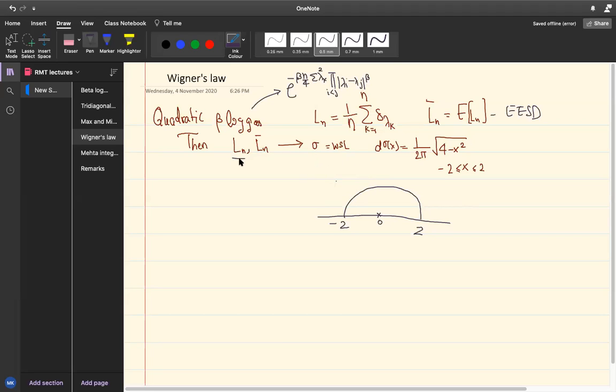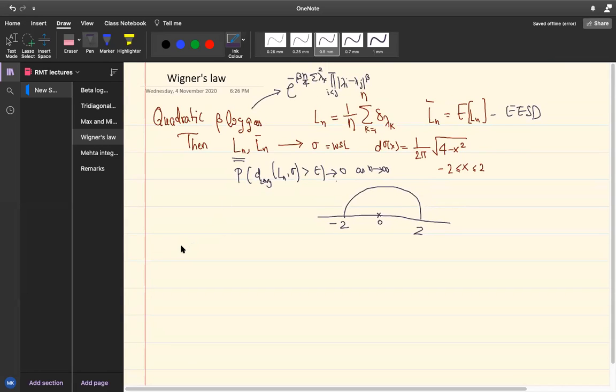Ln is a random measure. So what do I mean by Ln converging to that? It just means that if you take the Levy distance between Ln and sigma, the probability that it is bigger than epsilon goes to 0. So the Levy distance between Ln and sigma goes to 0. In other words, Ln converges to sigma in probability. That's what this statement is.